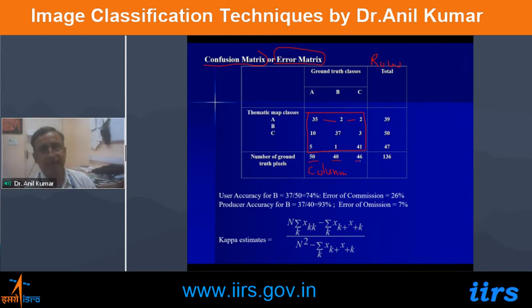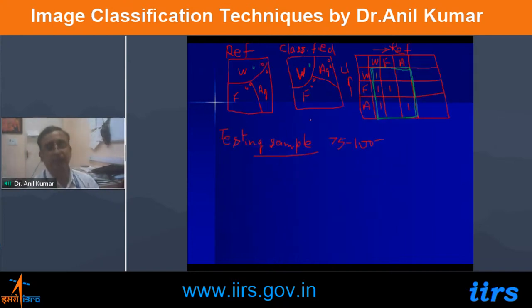Now we can find out some things like user accuracy. User accuracy is the accuracy of the classified map. So here, this is your classified map, and here you can find the user accuracy. The producer accuracy means the accuracy of the reference map.